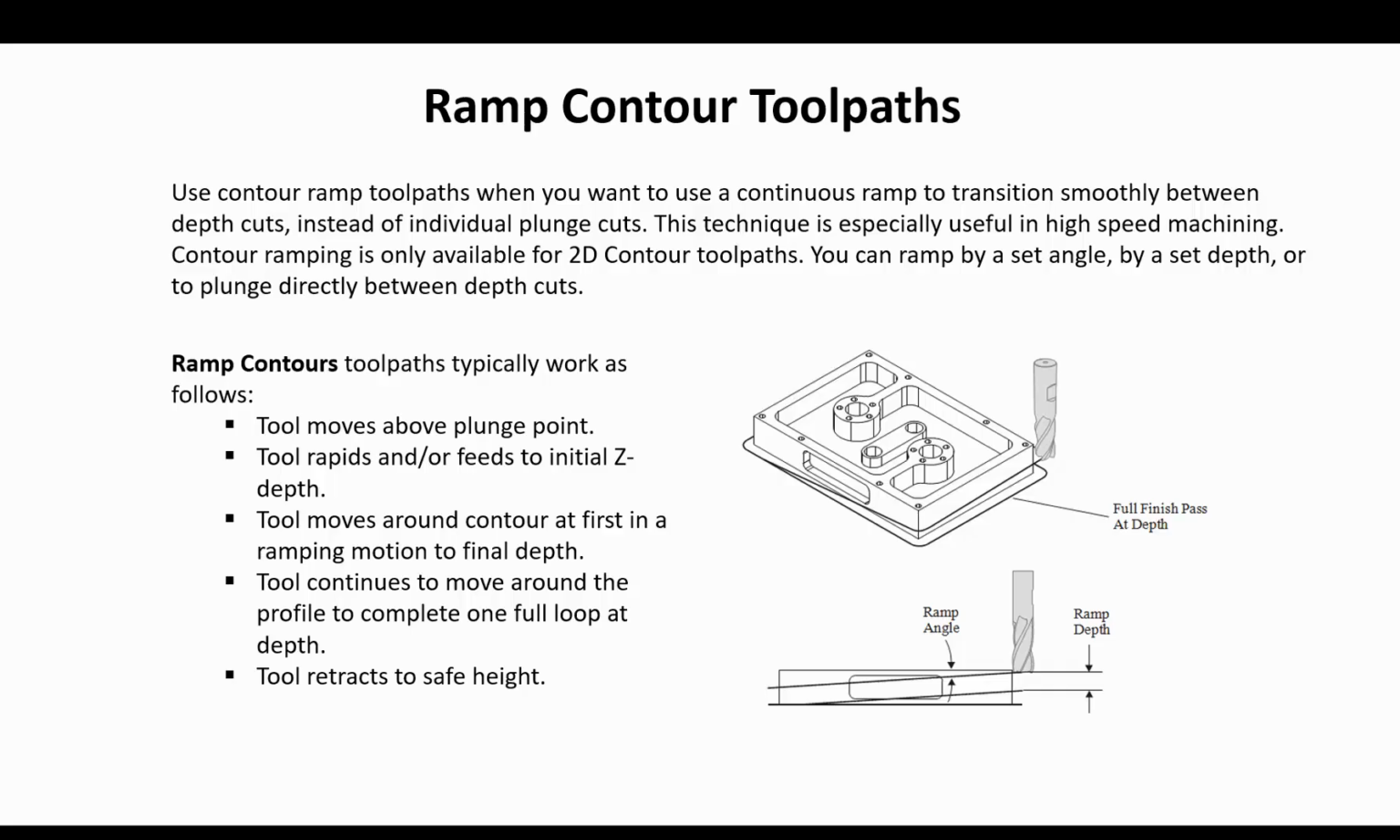Ramp contour toolpaths typically work as follows. Tool moves above plunge point, tool rapids and/or feeds to initial Z depth. Tool moves around contour at first in a ramping motion to final depth. Tool continues to move around the profile to complete one full loop at the depth. Tool retracts to safe height. Ramp contours are used extensively in the woodworking industry. They save stock material by doing away with planar lead-in moves, allowing parts to be spaced closer together.